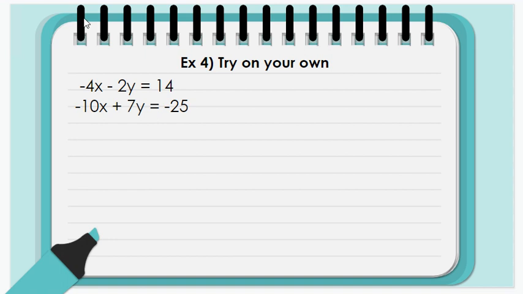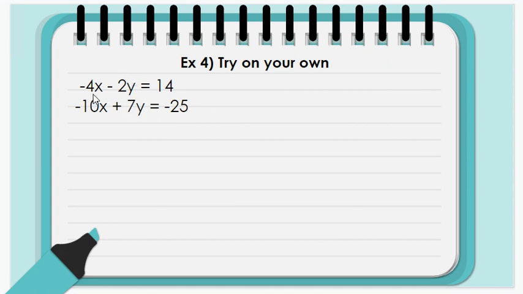So the first thing that we do here is make sure that all of our variables are aligned, and they are. Our x's are lined up, our y's, and our constants. Then we look to see if there's any common factors. So 4 and 10, the least common multiple would be 20. You wouldn't have to do 40 because there's a smaller number, 20. You could do 40, but you always want to think of the smallest number that both of them will go into. And then 2 and 7, the common factor there would have to be 14.